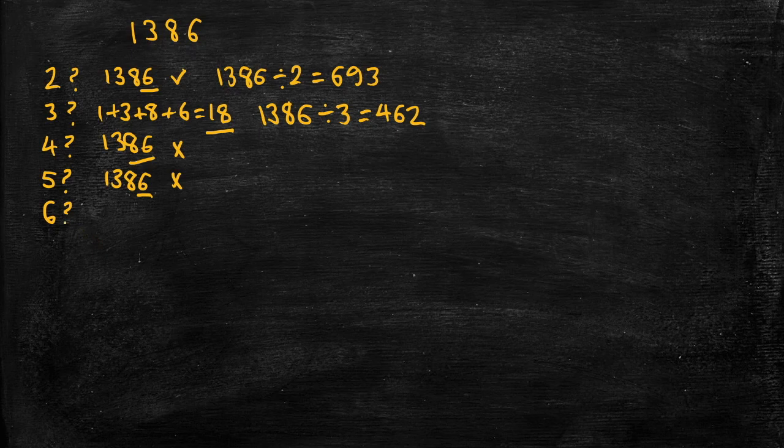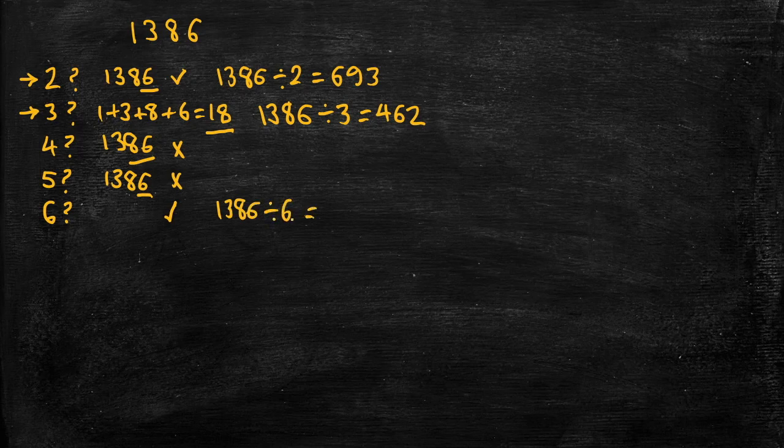Okay, coming on to 6, if the number is divisible by 2 and the number is divisible by 3, then the number itself is divisible by 6, and in this case we already determined that it was divisible by 2 and by 3, and so therefore it must also be divisible by 6. So let's just check that.